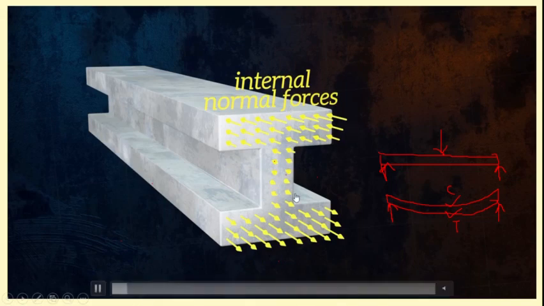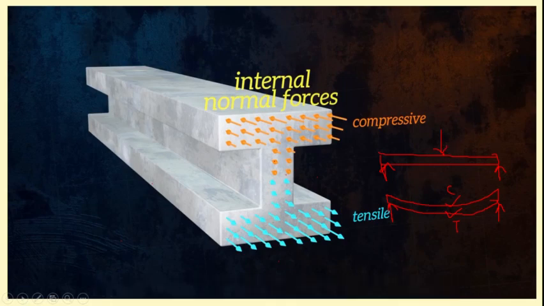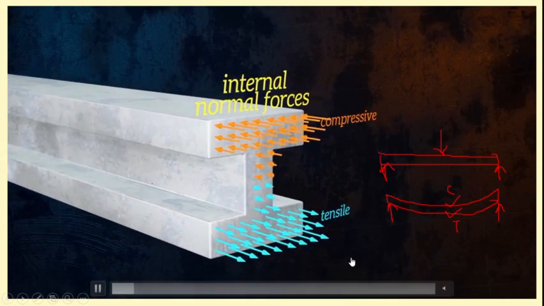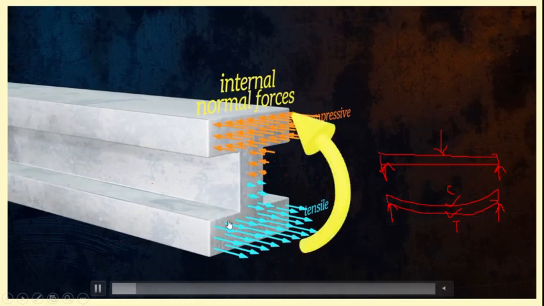Now, due to this kind of variation in internal forces, this one compressive and this one tensile, due to the variation of these two types of forces, a moment is generated, that is the bending moment. This kind of moment acts here due to this variation of the force.